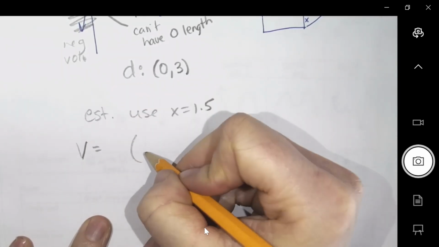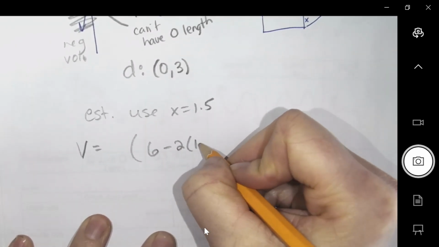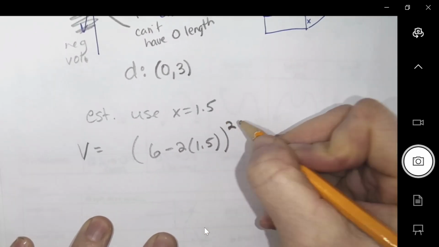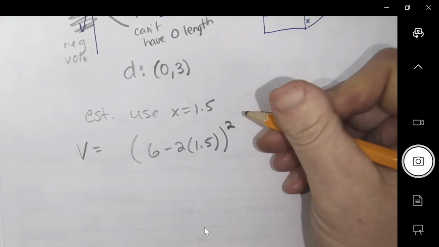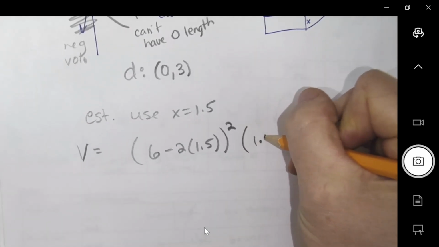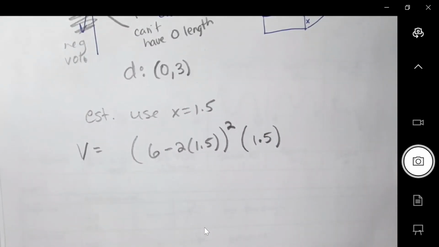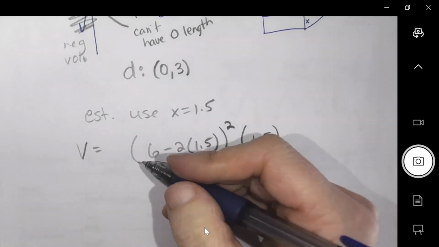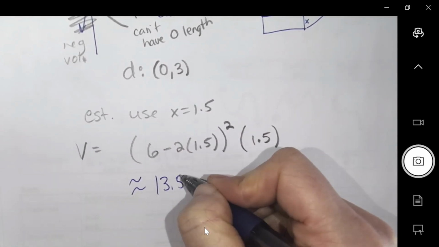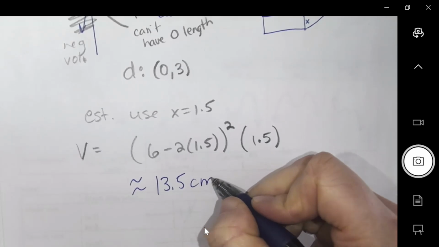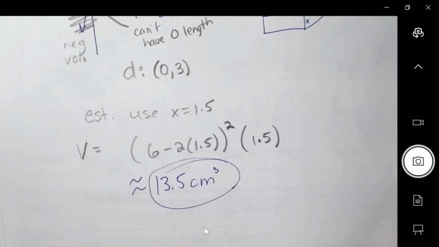Volume equals 6 minus 2x squared times that x. So I just use the equation I made. Okay, it's an approximate.